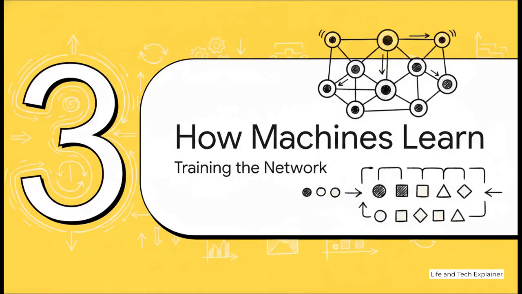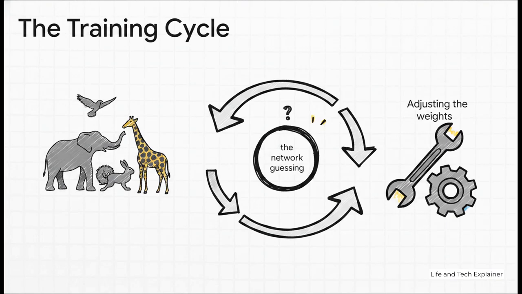Let's hit step 3. How machines actually learn. Training a neural network is, at its core, just an endless, iterative cycle of trial and error. First, we feed the network thousands of labeled examples. Imagine showing it thousands of photos explicitly labeled either cat or dog. Next, the network takes a guess. It makes a prediction based on its current untrained state.